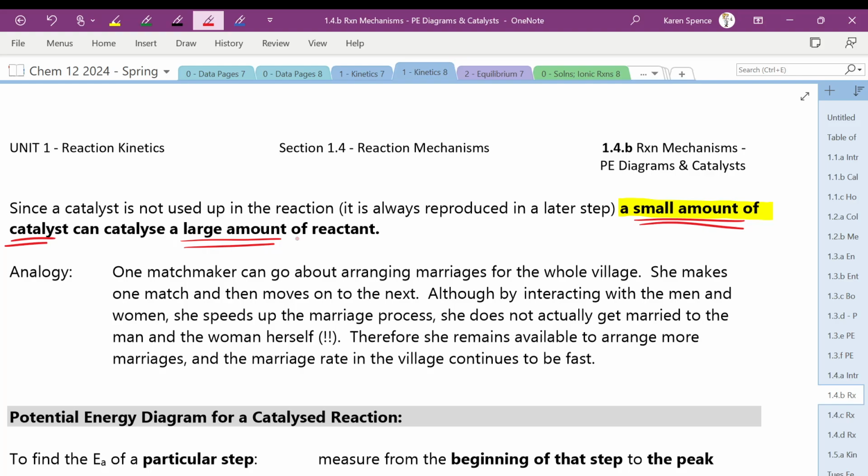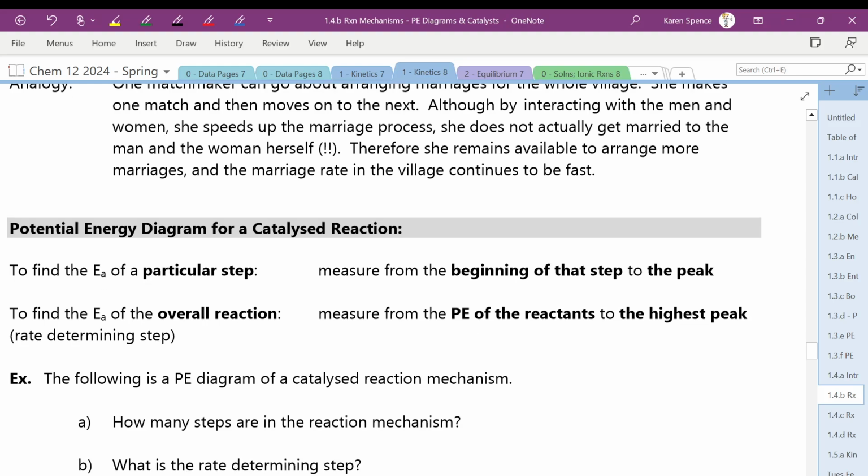I'm a little bit sad though, because I made it a woman, which is kind of sexist. Why couldn't the matchmaker be a man? Ah. All right.